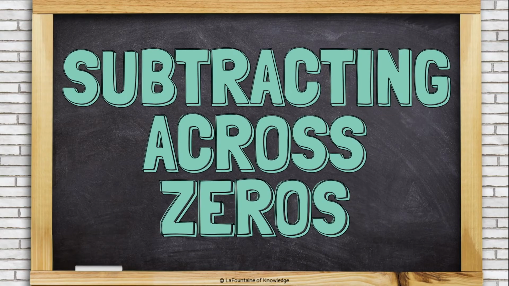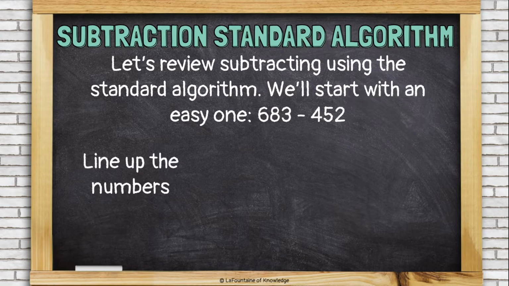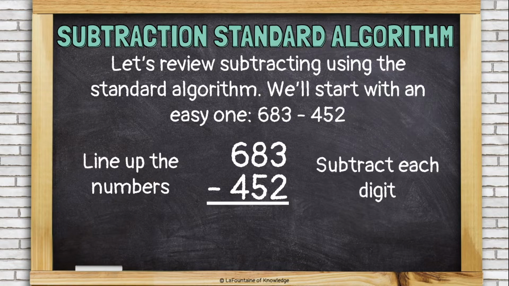Subtracting across zeros. Let's review subtracting using the standard algorithm. We'll start with an easy one, 683 minus 452. Line up the numbers with the big number on top and the small number on the bottom. Subtract each digit, starting in the ones place. 3 minus 2 is 1, 8 minus 5 is 3, and 6 minus 4 is 2.